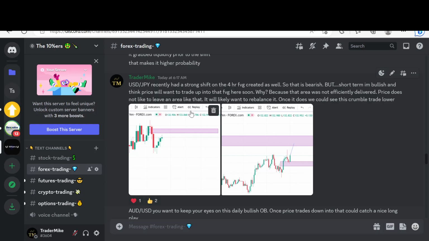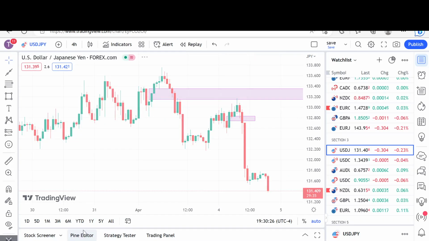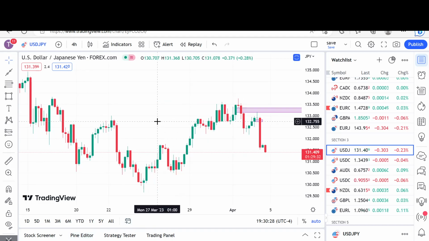Price does not like to leave an area like that. It will likely want to rebalance it, and once it does, we can see this crumble and trade lower. That was USD JPY, and see, I indicated that I think this thing's going to trade up into that imbalance. All right, so USD JPY, this is what I was talking about.